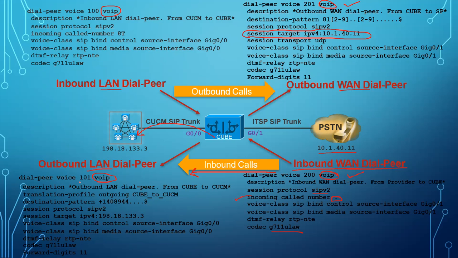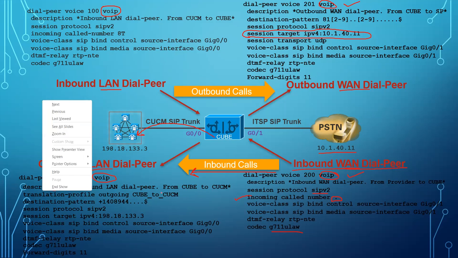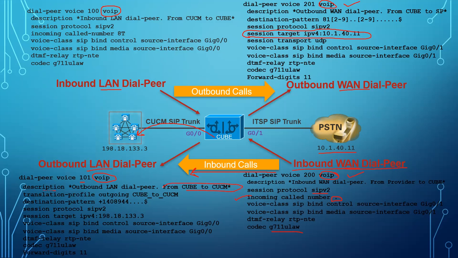Dial peer voice, this is a random number, and then VoIP. Here you can see the description is outbound LAN dial peer from CUBE to CUCM, right? Translation profile, destination pattern. The main thing is this destination pattern. So now the destination pattern is saying +1408944 and then four dots. That means if someone from the PSTN is calling +1408944 and then any four digits, then it will hit this destination pattern. And once it hits, it will go to this CUCM.